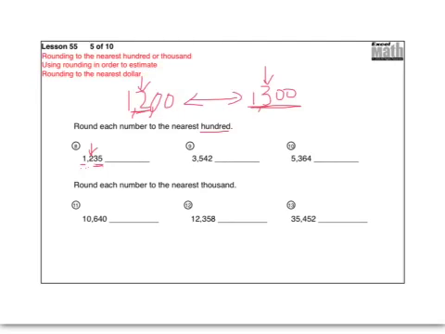Where is that number? 35. Well, 50 would be right in the middle, right? 1,250 is right there, right in between the two. So 35 is going to come down in here, 1,235, which is closer to 1,200. So the answer is 1,200. All right, pause the video, try 9 and 10, turn the video back on for the solutions.